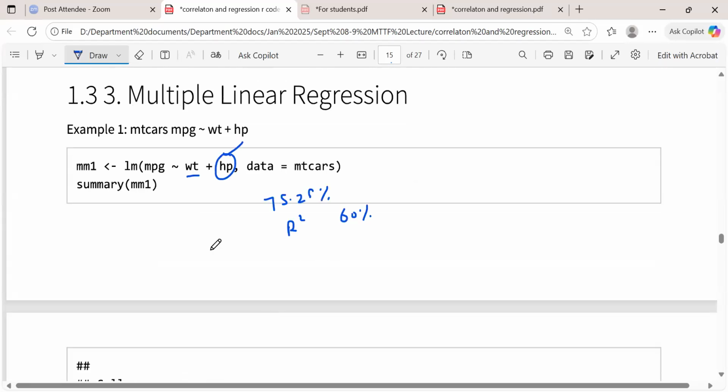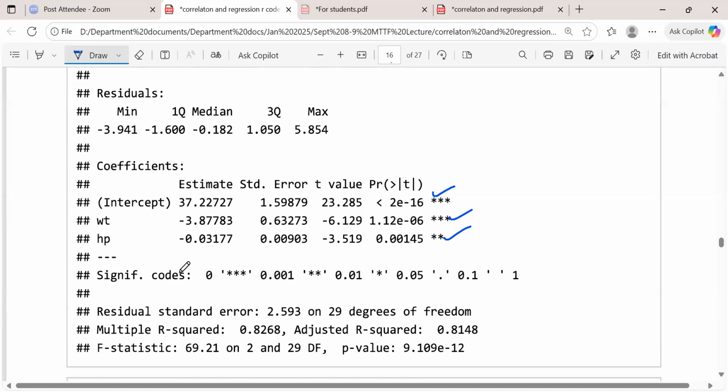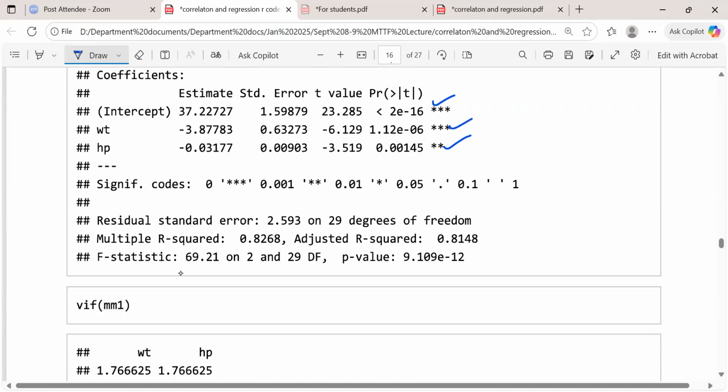Okay, so we have done the same thing again, and we found that our intercept is significant, WT is significant, HP is significant, and so on. Right. So now we have seen that our model has improved from 75.28 to 80.